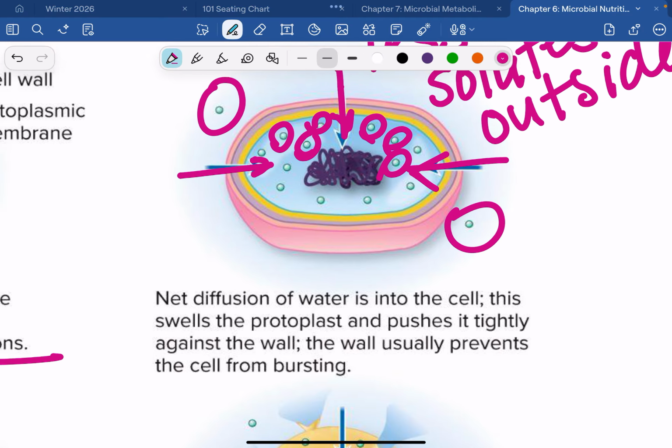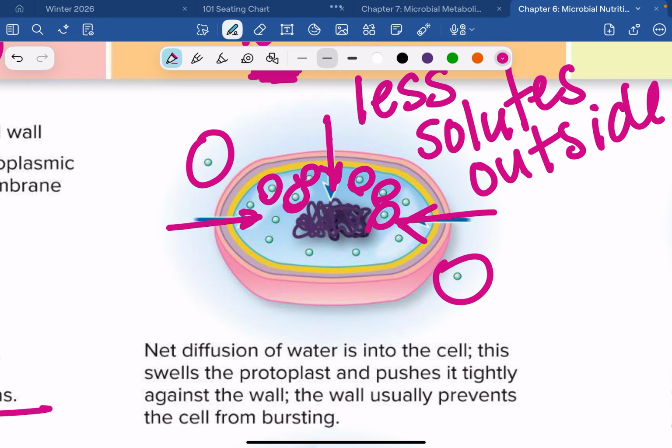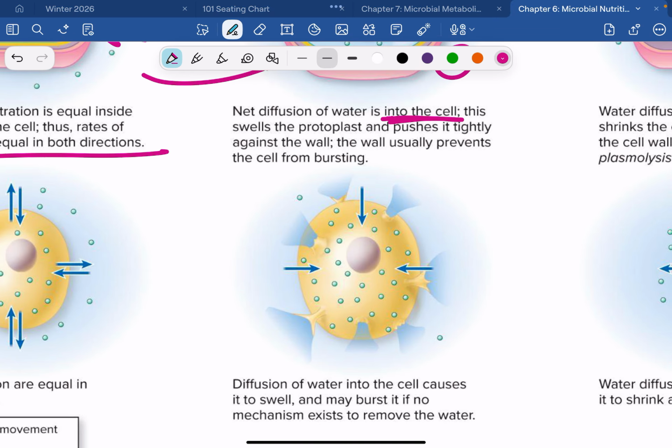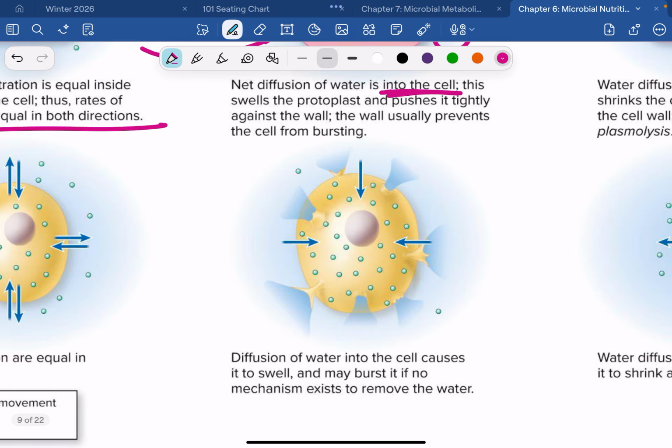So the net diffusion of water is going to be into the cell, and this can swell the cell. It can make it get bigger. See here, this is a normal cell over here. This is what a cell looks like when it's happy. And this is what it looks like when water is flowing into a cell. And in a cell without a cell wall, like a human cell, this can cause these cells to burst open and die.